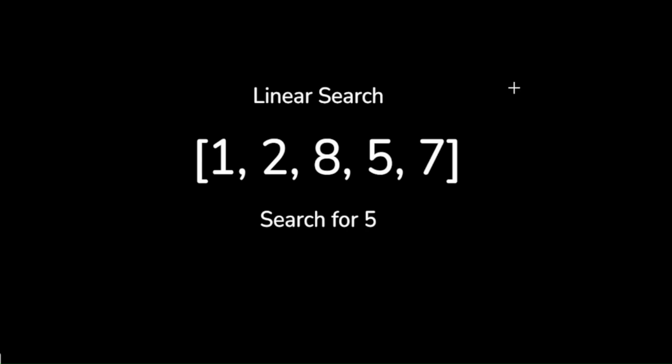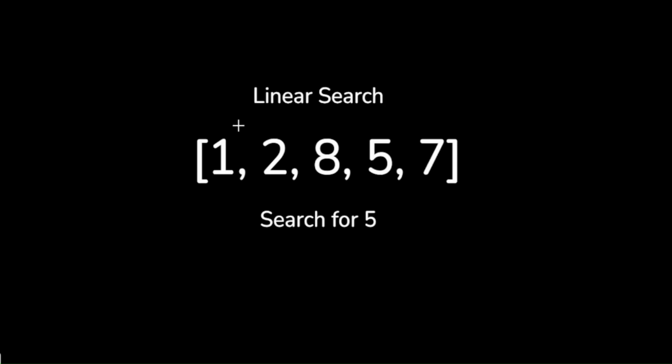Now let's say we want to search for the number 5 in this array or list. What we can do is we will go through each number from the start and check whether we get 5 or not. We will also keep track of the index, and if we get 5 we will return the index. If we do not get 5 after checking all the numbers, we will return -1. This is the basic concept behind linear search.